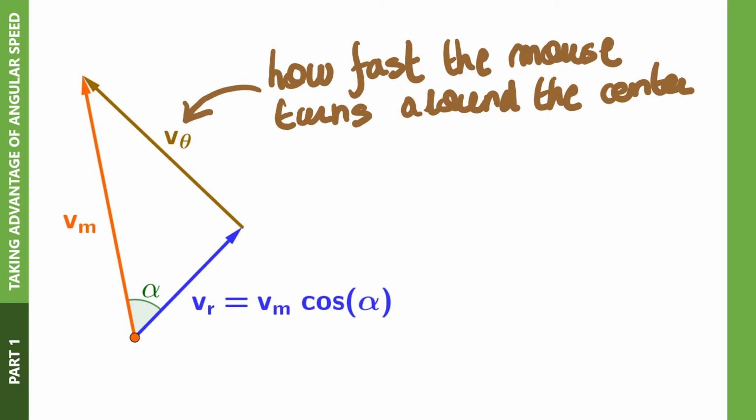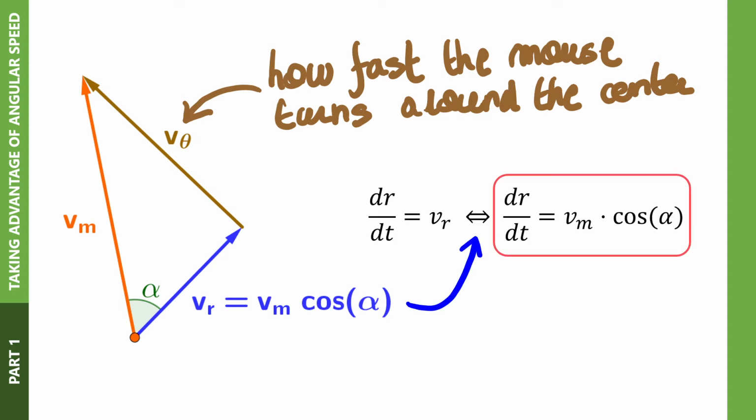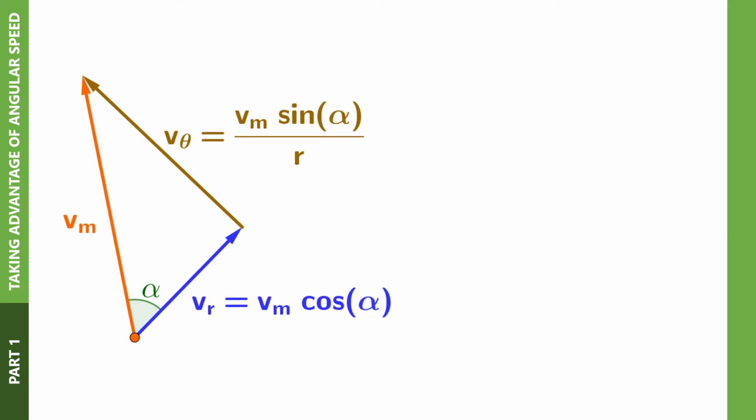The radial speed of the mouse is the projection of its speed on the radius, and this is equal to Vm cosine alpha. From there, we get the differential equation for r, which is dr over dt is equal to Vm cosine alpha. But this expression depends on alpha, which we have not yet expressed. Let's use the angular speed to do so. The angular speed is the speed in the perpendicular direction divided by the radius. So the angular speed of the mouse is Vm sine alpha divided by r.